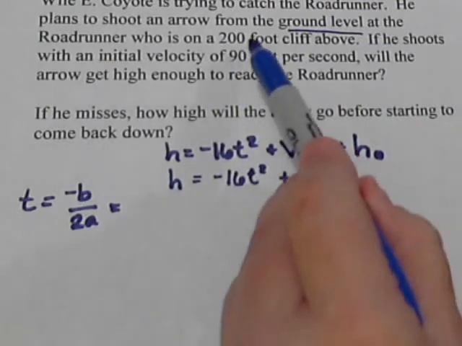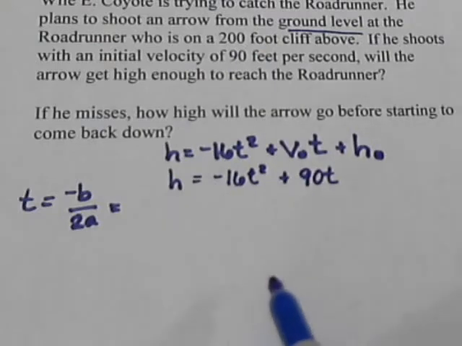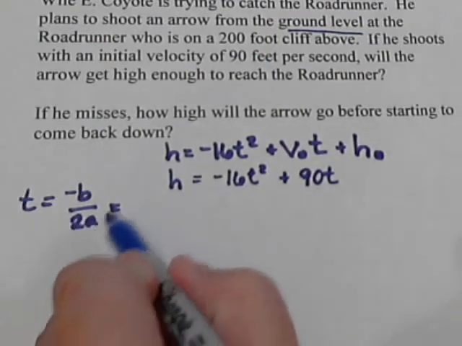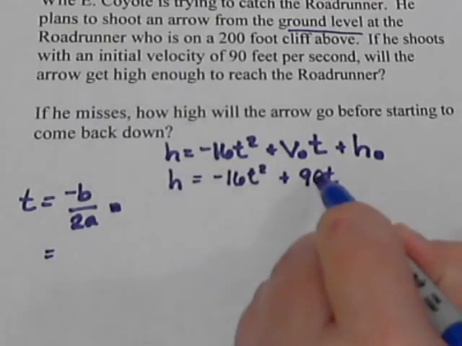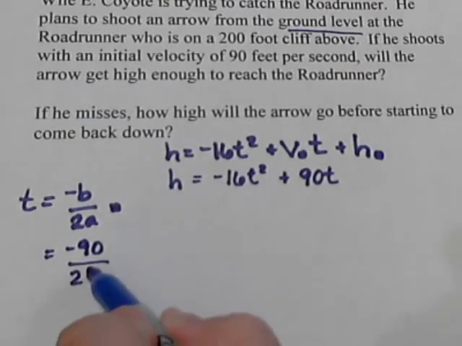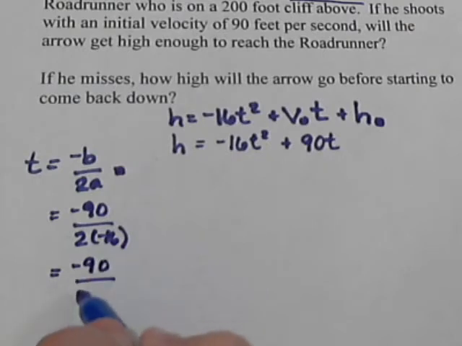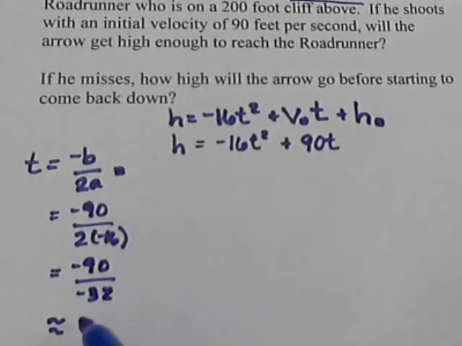Notice that in this method, right now we're not using the fact that the Roadrunner is 200 feet high. So that doesn't figure into our calculation yet. If we put in negative b, that would be negative 90 over 2 times a, so 2 times negative 16. This will give us negative 90 over negative 32, which comes out to about 2.8 seconds. So we know it's going to take this arrow about 2.8 seconds to reach its highest point.